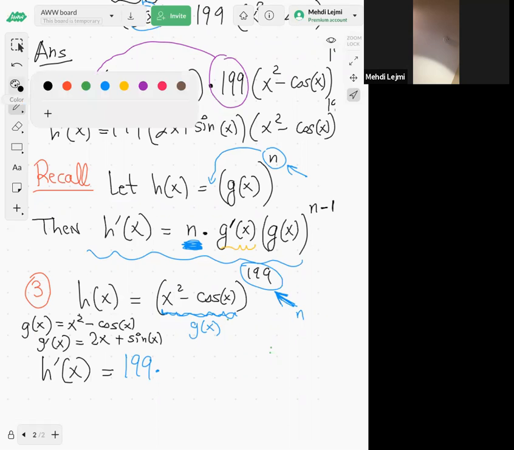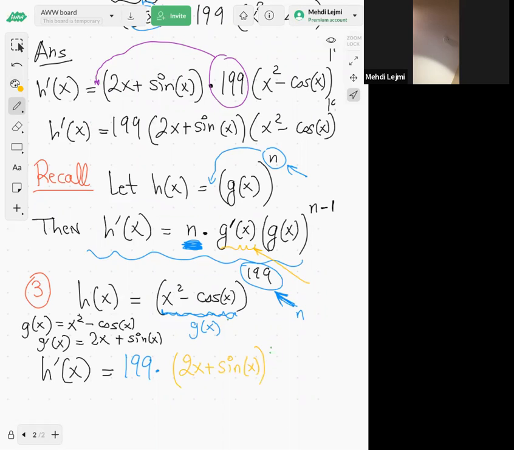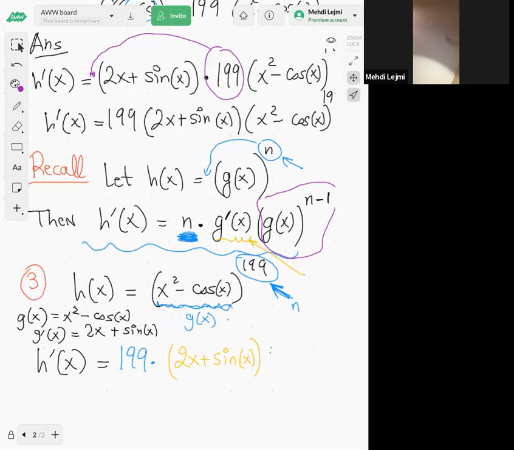So this g prime of x would be 2x plus sine of x, right? And then the last term in the formula is this g of x to the power n minus 1. So what's my g? My g is the x squared minus cosine of x. That's my g, right? And then we said it's to the power n minus 1. So n is 199, and 199 minus 1, of course, is 198.